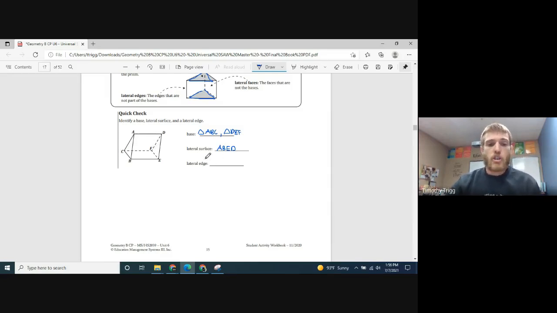A lateral edge is an edge that connects the two bases. So AD is an example of a lateral edge. Again, that's not the only one. BE is a lateral edge, and CF is also a lateral edge. Again, it's an edge connecting the two bases.